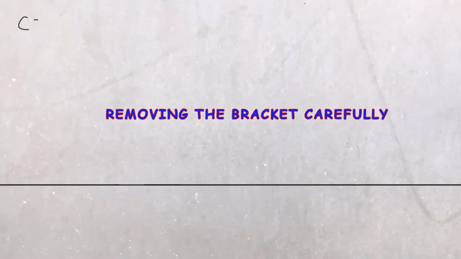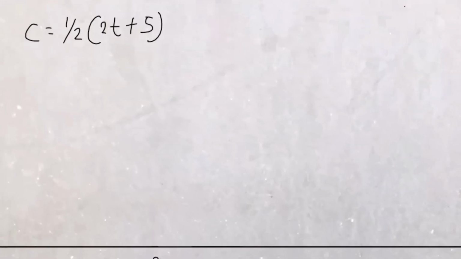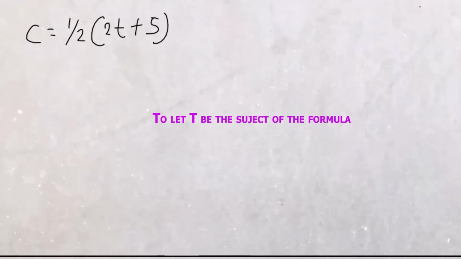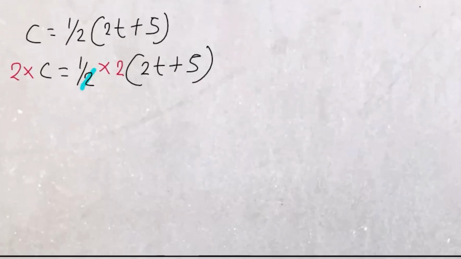The fourth thing to know about changing the subject of a formula is removing brackets carefully. We will be considering two formulas in this section. Let's move to the first one. We want to make t the subject of the formula. The first thing we have to do here is to eliminate this 1 over 2. By doing that, we have to introduce times 2 to both sides. 2 will cancel 2. Then we have this.